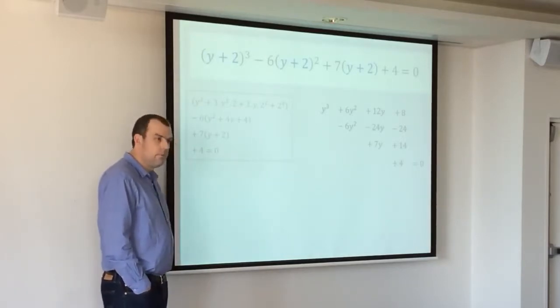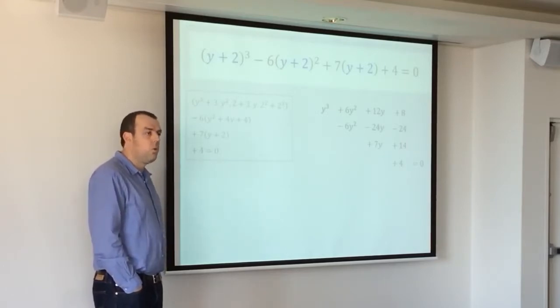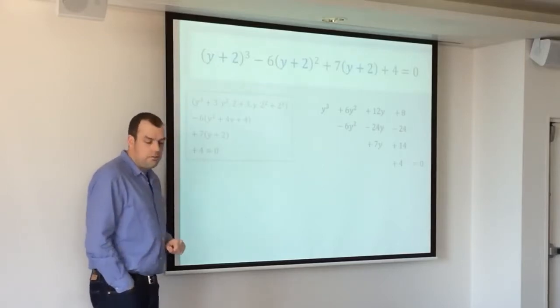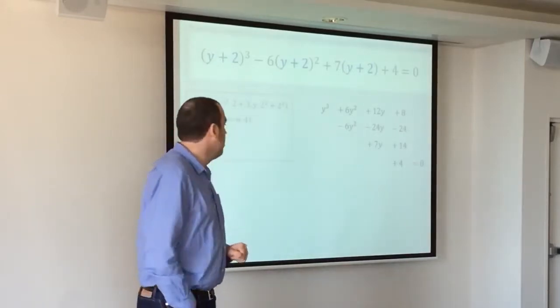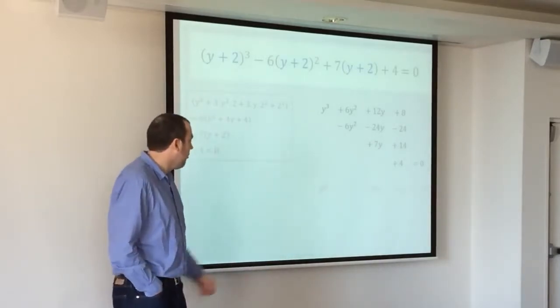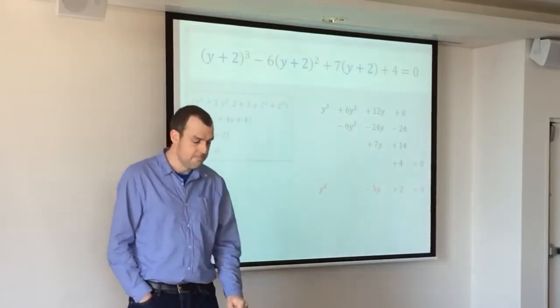Y squared's gone. That was the point. That's always possible, okay? That substitution of x equals y minus a third a will always get rid of the quadratic term. So out of the mist arises the depressed cubic equation, okay?